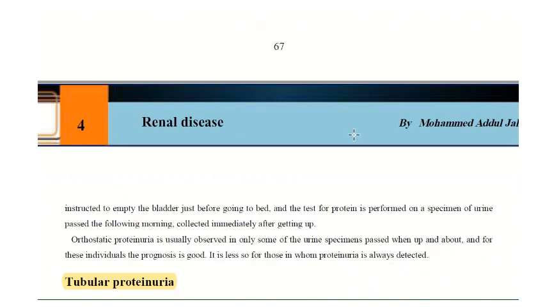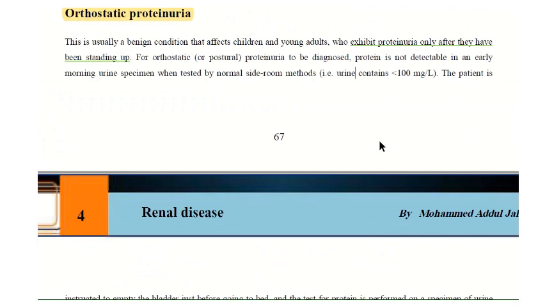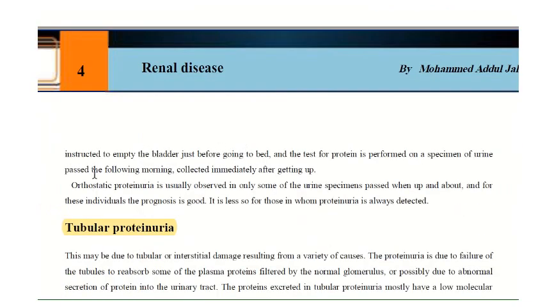The patient is instructed to empty the bladder just before going to bed. إذن الpatient يعلم instructed to empty يعني يفرغ البلادر just before going to bed, and the test for protein is performed on a specimen of urine passed the following morning.